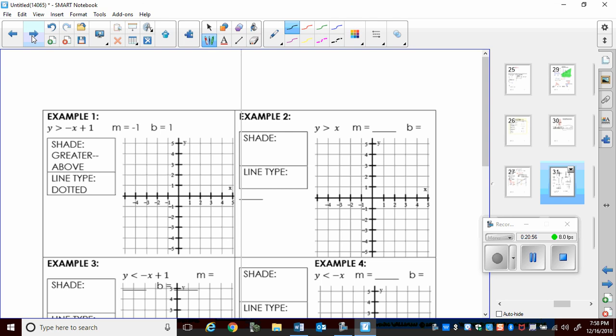Now, the next section, we're just going to be shading these lines. And I'm asking you to do a couple things here. I'm asking you to not only graph the line, I'm also asking you to get the slope, the y-intercept, talk about the shade behavior, and talk about the line type behavior. So for this one, this is easy.